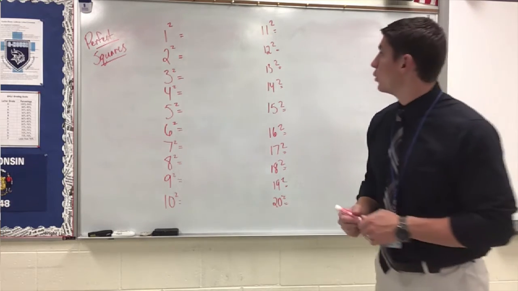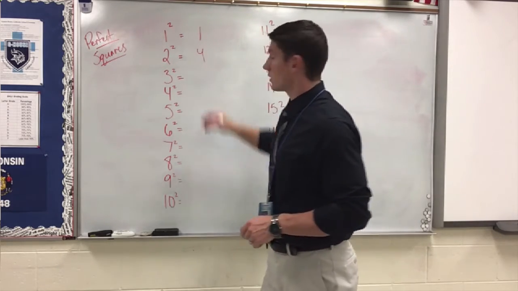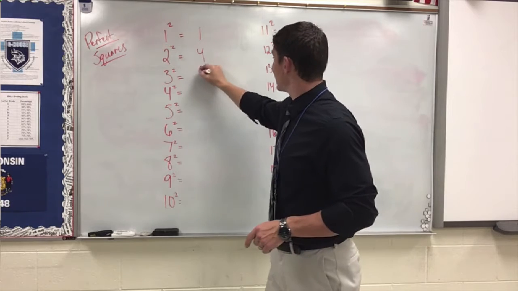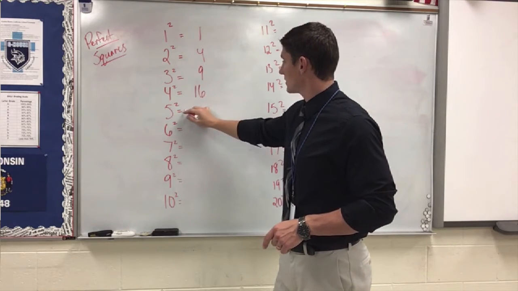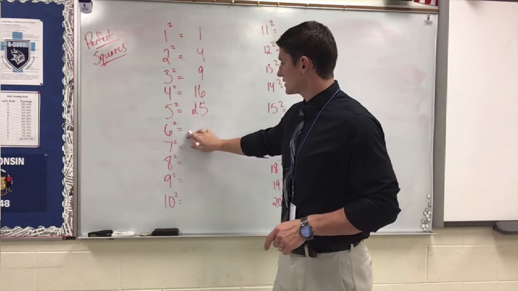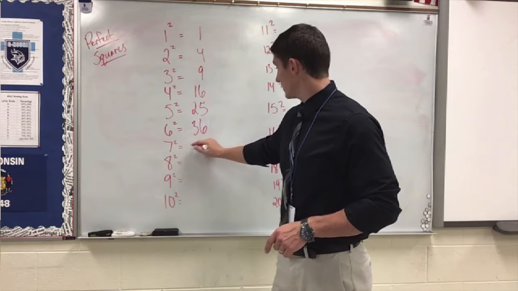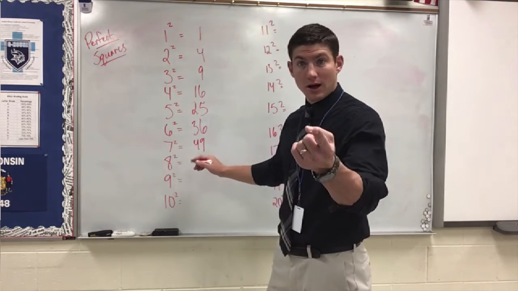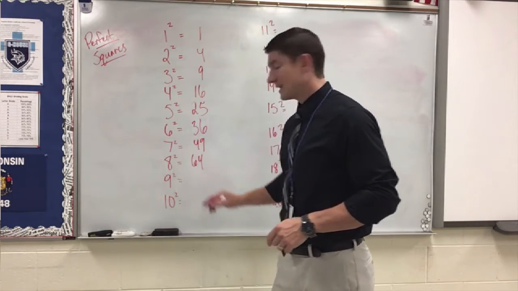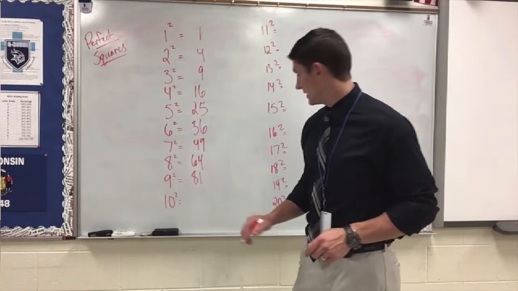Let's take a look. 1 times 1, 1. 2 squared, 2 times 2 is 4. 3 squared, 3 times 3 is 9. 4 squared, 4 times 4 is 16. 5 squared, 5 times 5 is 25. 6 squared, 6 times 6 is 36. 7 squared, 7 times 7 is 49. 8 squared, 8 times 8 fell on the floor, up pop number 64. 9 squared, 9 times 9 is 81. And 10 squared, 10 times 10 is 100.